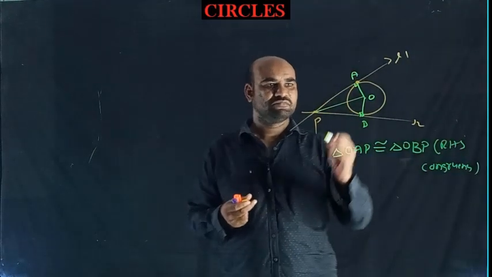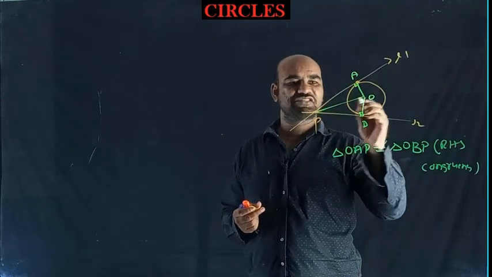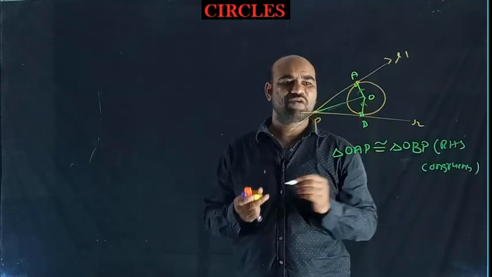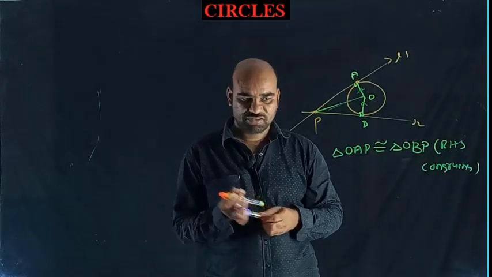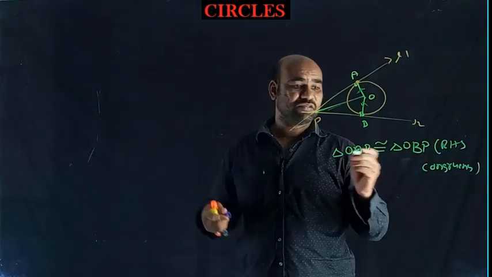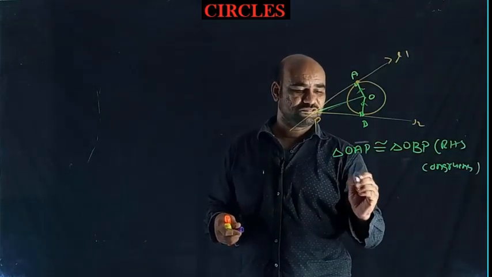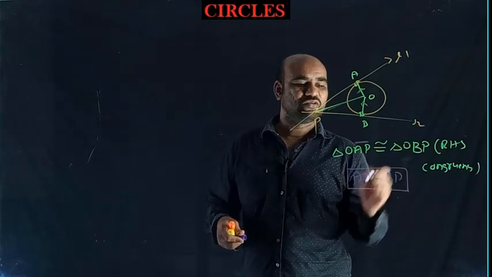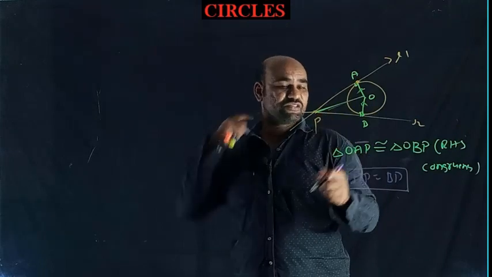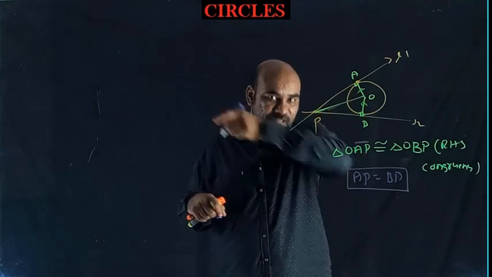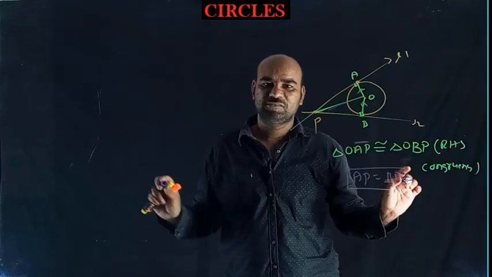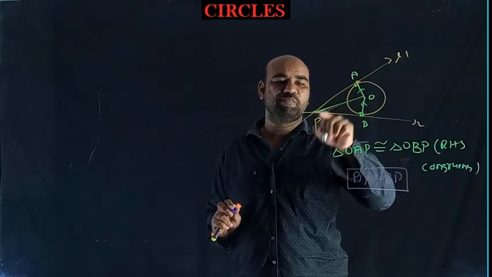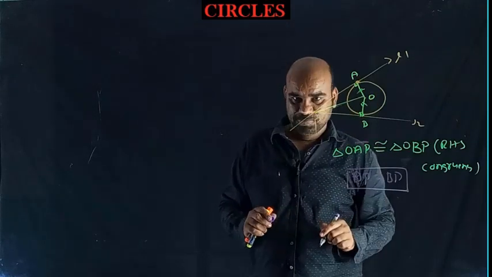Okay, so here 90 degree, 90 degree, hypotenuse is common, this is radius, from RHS congruency, those 2 triangles are congruent. So what happened here? AP equal to BP. AP equal to BP means if from an external point you can draw 2 tangents, the length of the tangent segments are equal. So PA equal to PB, important.